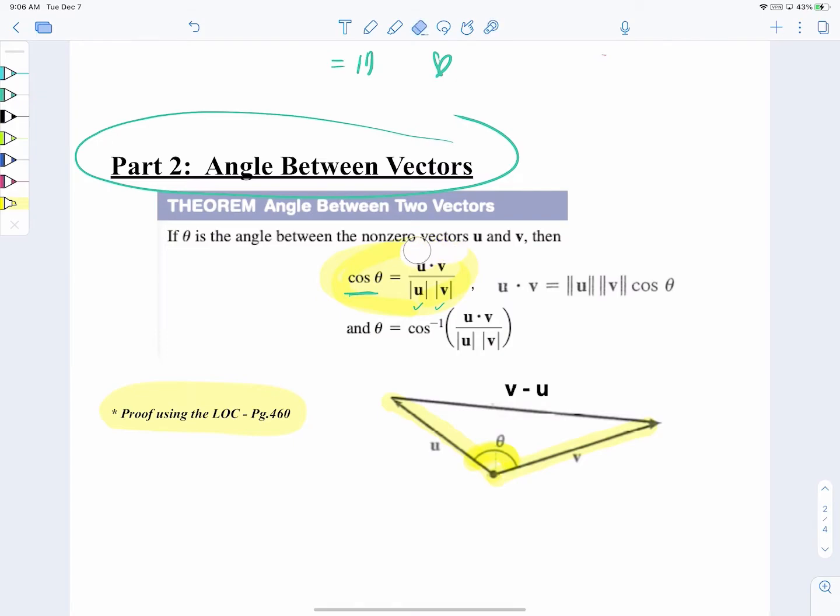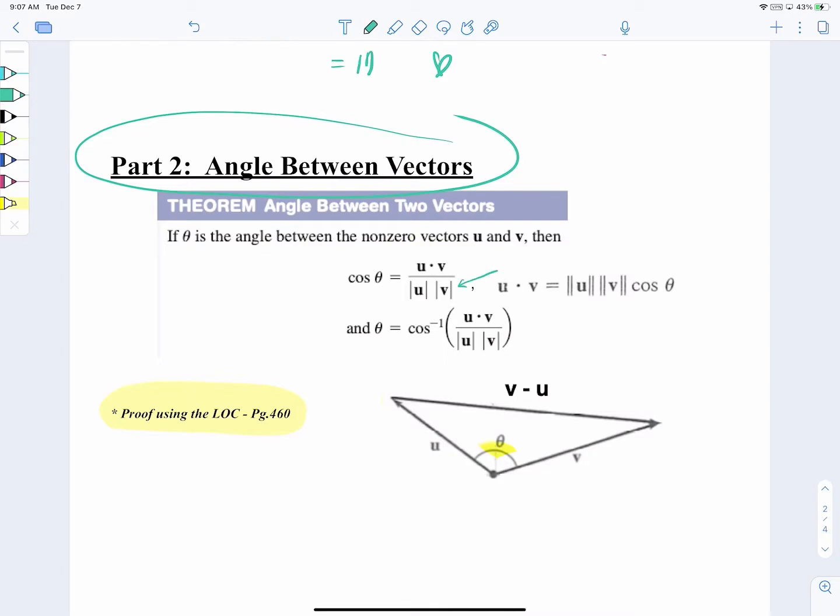All right, so how do you find the angle between two vectors? You simply take the dot product of your vectors, okay, and then you divide it by the product of the magnitudes, which are scalars, right?